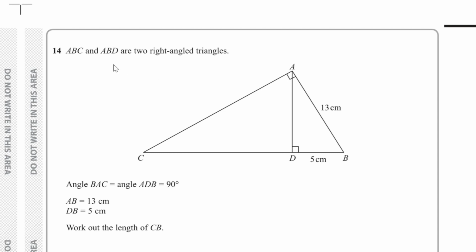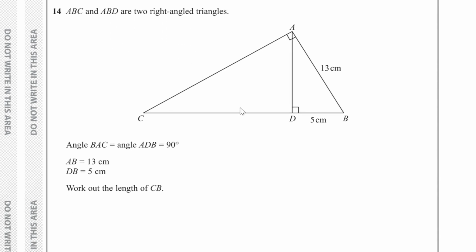Question 14. ABC and ABD are two right-angled triangles, so that's what we see here. The angle BAC and the angle ADB is 90 degrees, so we've got 90 degrees here and 90 degrees here. AB is equal to 13 centimeters and DB is equal to 5 centimeters. We have to work out the length of CB. We have to work out this entire length.